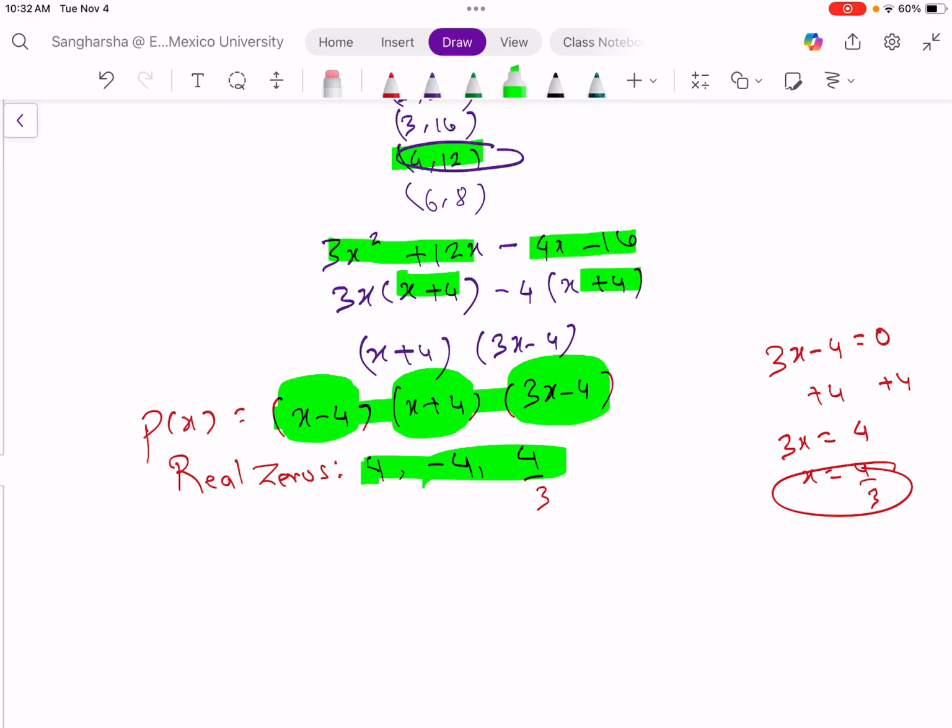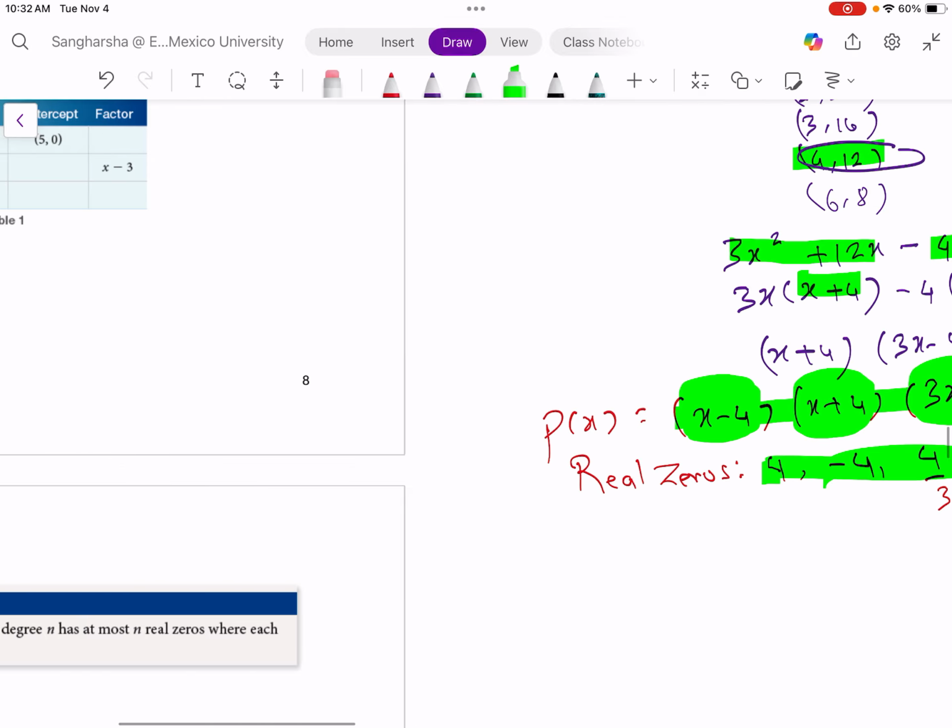Okay, any question up to here? And this is the next type of question you will see on your next exam. You will be given a polynomial and you have to factorize that polynomial completely and find the real zeros. Okay, any question? Okay, now let's go to the next.